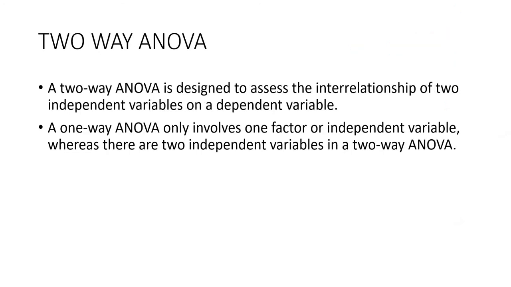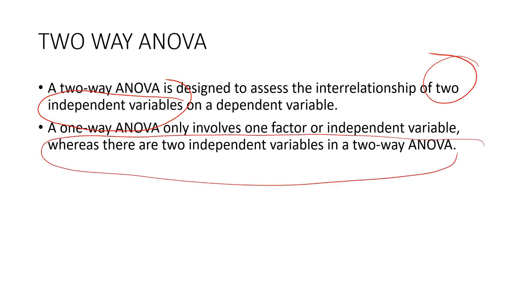A two-way ANOVA is designed to assess the interrelations of two independent variables. Very important: two independent variables. In one-way ANOVA, you have only one independent variable. Two independent variables on a dependent variable. A one-way ANOVA only involves one factor or independent variable, whereas there are two independent variables in a two-way ANOVA. That's the difference. You got the point related to independent variable. You are familiar with dependent variable and independent variable.